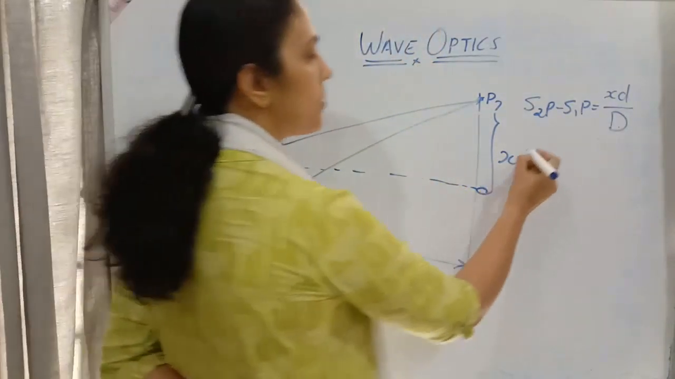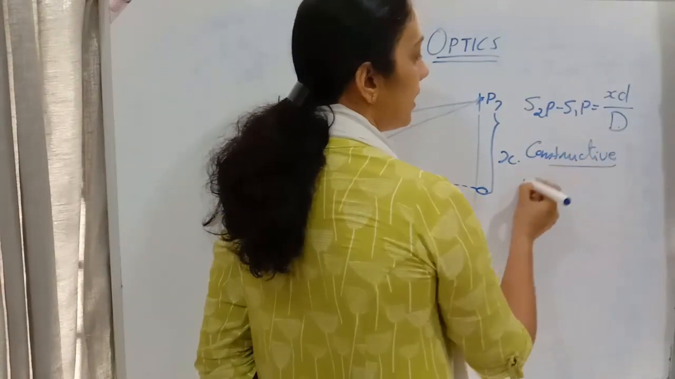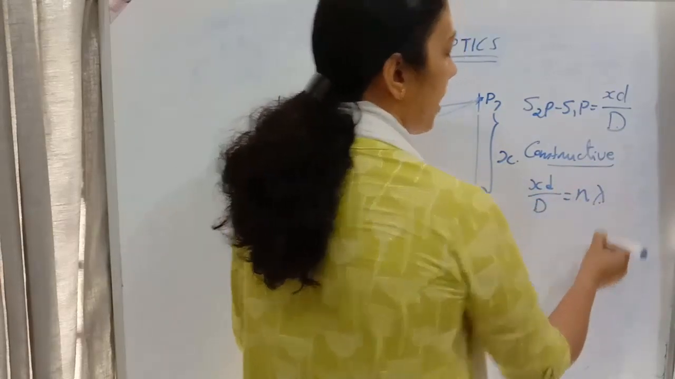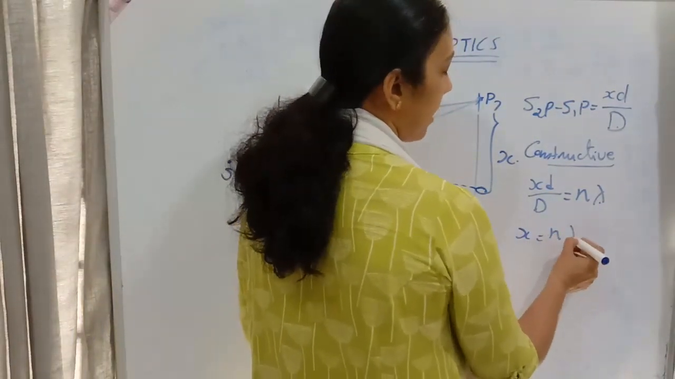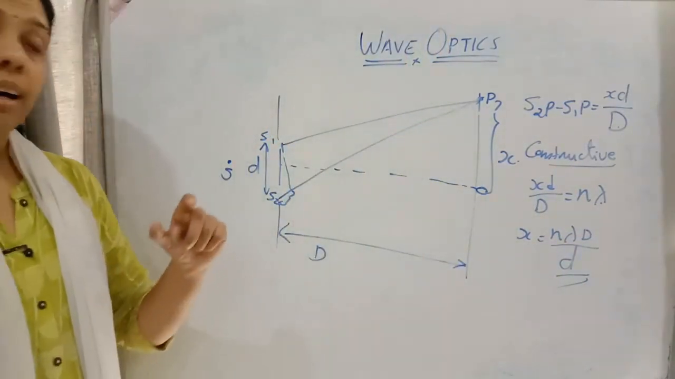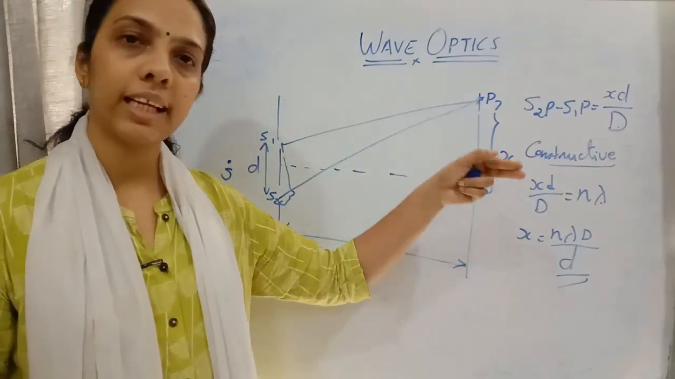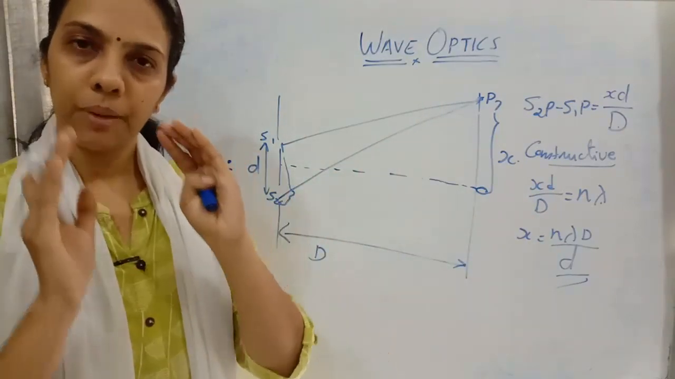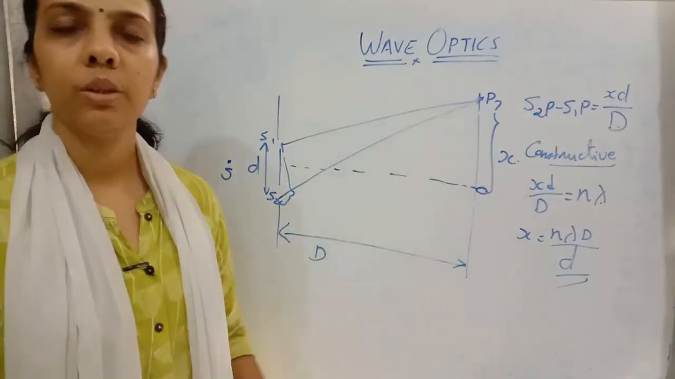If the point P is due to constructive interference, then the path difference Xd divided by D will be equal to n lambda. Then X will be equal to n lambda D divided by small d. This is the position of the bright fringe. So first bright fringe, second bright fringe, like that we can find. The center fringe is the bright fringe, and then the first fringe will be dark, and it goes on like that.